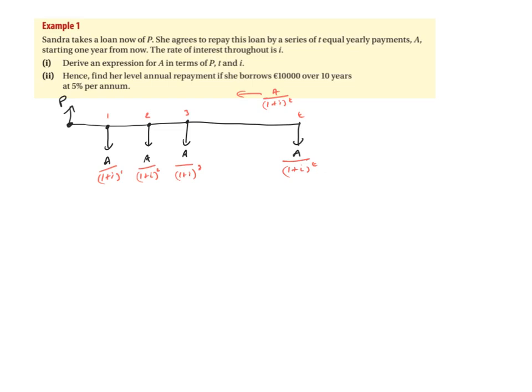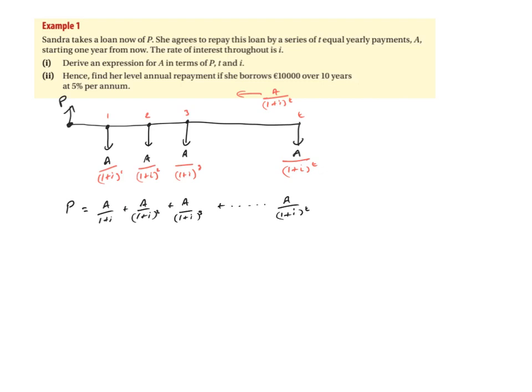Okay, so what we have then is we now know that this P, the present value of all of these payments, is equal to this plus this plus this plus this plus this plus this, all the way up to T, which means now we have a sequence. So my P here is equal to A over 1 plus I, plus A over 1 plus I squared, plus A over 1 plus I cubed, plus, and we're all happy there, guys, what we end up with is A over 1 plus I to the power of T.